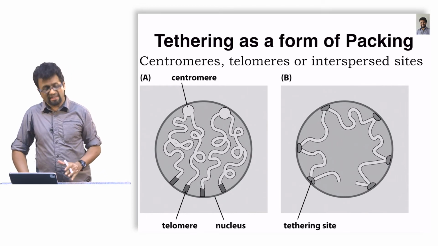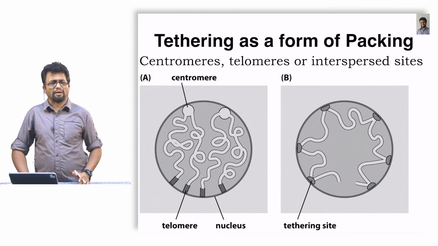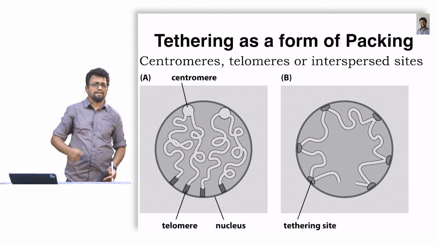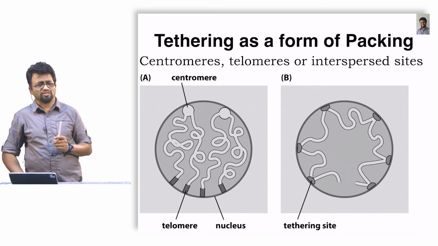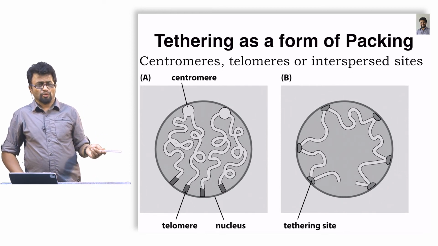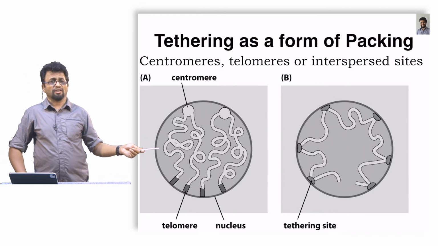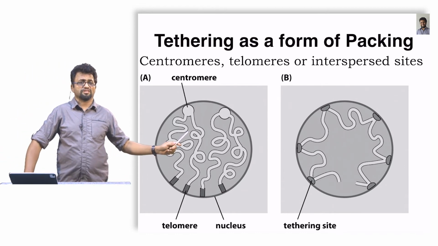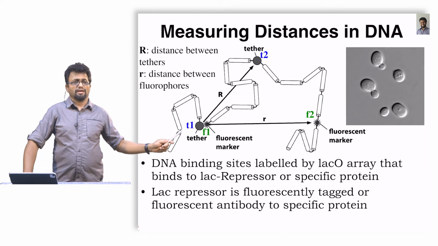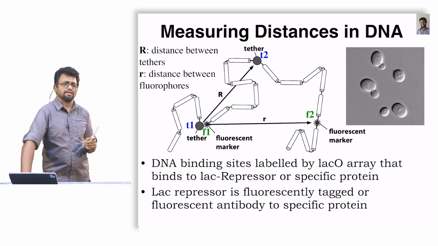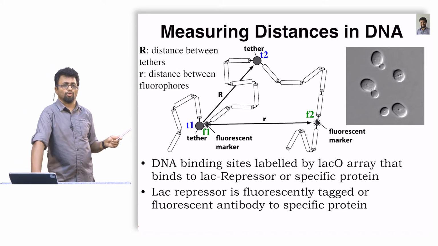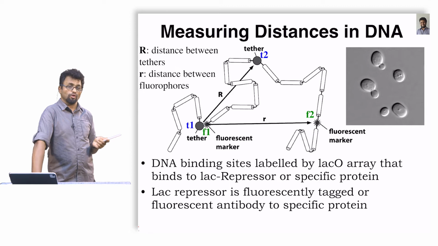And so, tethering has been proposed as an alternative form of packing, and this is partly driven by some experimental data showing inner nuclear envelope in higher eukaryotes might have some points where telomeres may be stuck, or central positions of chromosomes may be stuck to the nuclear membrane. And to do this, people again did the same pairwise distance measurement, except here this was a little more recent. So, GFP had already been discovered, and the use of genetic tagging of GFP markers was possible.